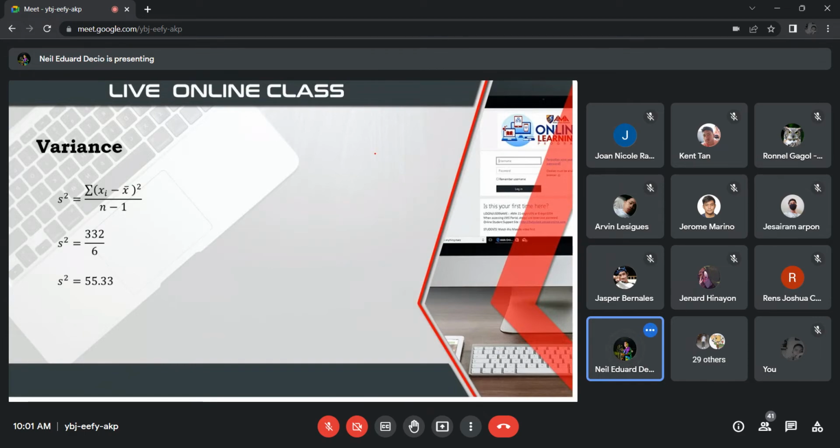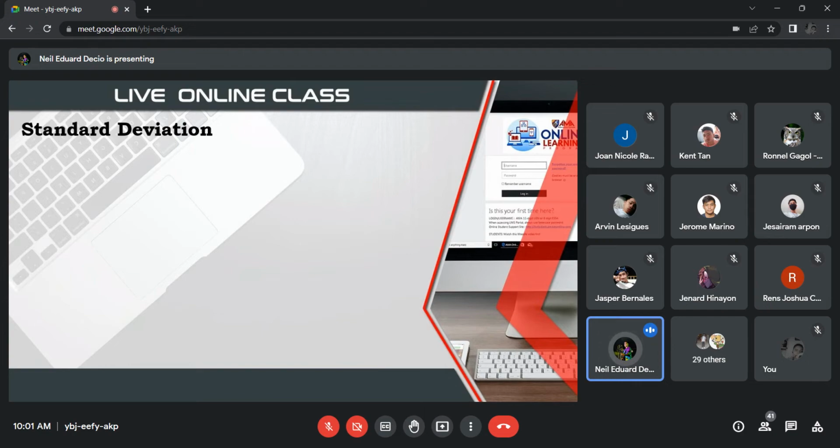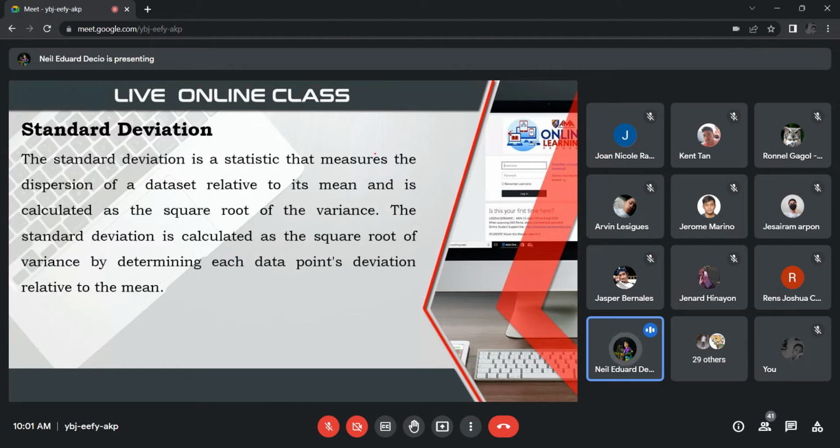And then we have, of course, the third measure of dispersion, which is called the standard deviation. Now, standard deviation can easily be identified if you already have your variance. Bakit? Kasi sa standard deviation, if you can see the formula, standard deviation is just S equals the square root of the summation of xi minus x bar squared over n minus 1. Sa standard deviation, we are just taking the square root of the variance. So if you already have your variance, if you take the square root of the value of your variance, then that's automatically your standard deviation.